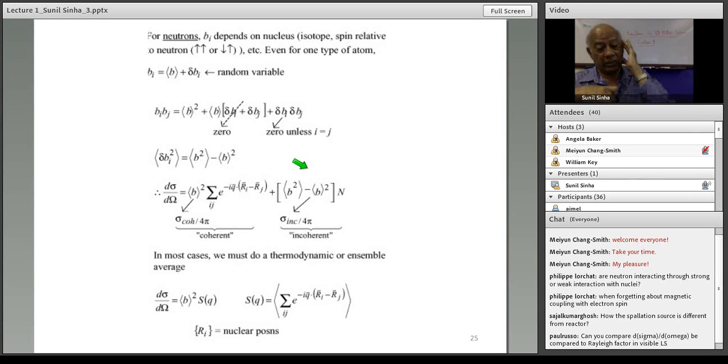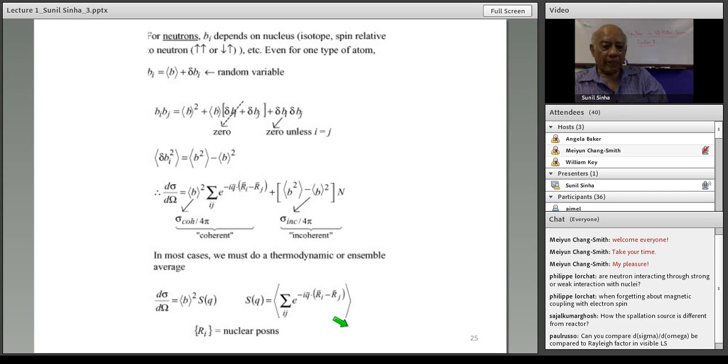It can be utilized in some cases for scientific purposes, but in general, it's more useful to think of this term here, which is called the coherent scattering. And this B bar, or B average, is called the coherent scattering length. And so when that's done, the coherent scattering differential cross-section is B bar squared. The coherent scattering cross-section is 4 pi times B bar squared, so B bar squared is the coherent cross-section over 4 pi. And it can be written as B bar squared times S of Q, where we're defining the scattering function S of Q as this double sum here, sigma ij e to the minus i Q dot (R_i minus R_j), where these are the nuclear positions.